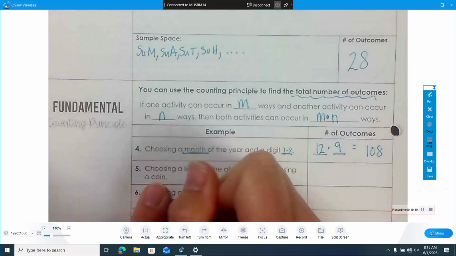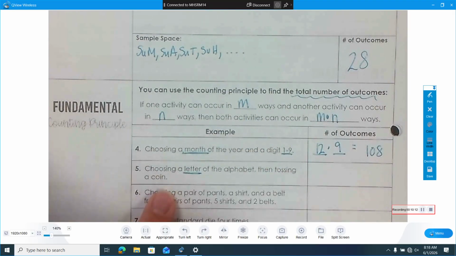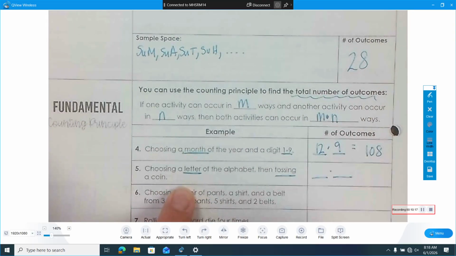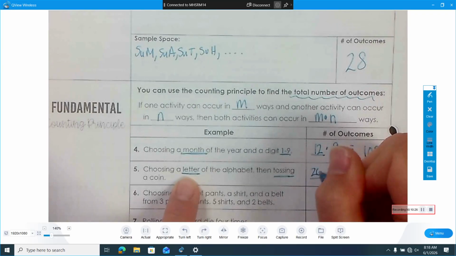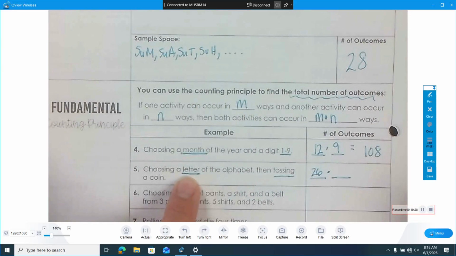All right, we're choosing a letter from the alphabet and then tossing a coin. We have 2 actions, and all we have to do is multiply them together. So how many letters are there in the alphabet? 26.